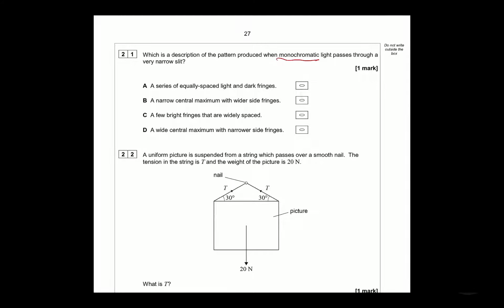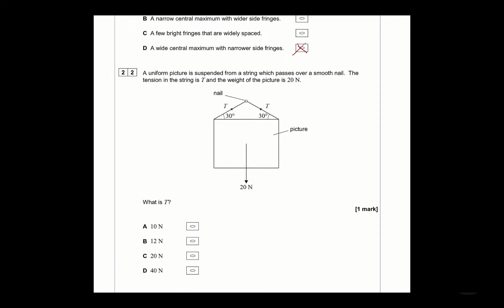Wide central maximum with narrow side fringes. Okay, just what it looks like. Okay, a uniform picture is suspended from a string. What is tension T?